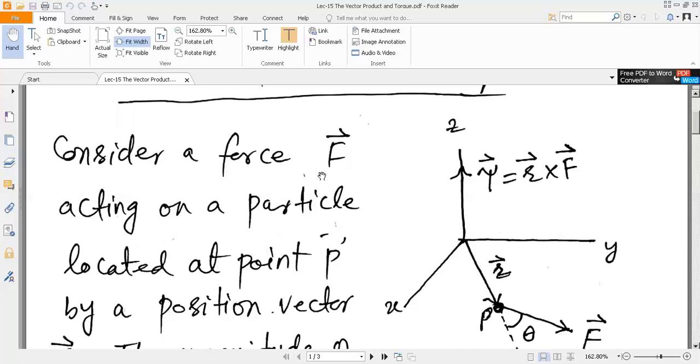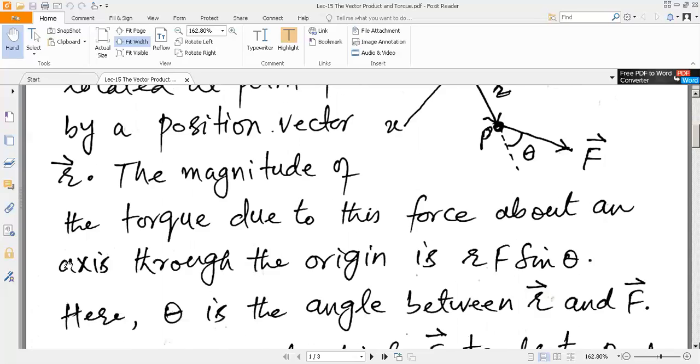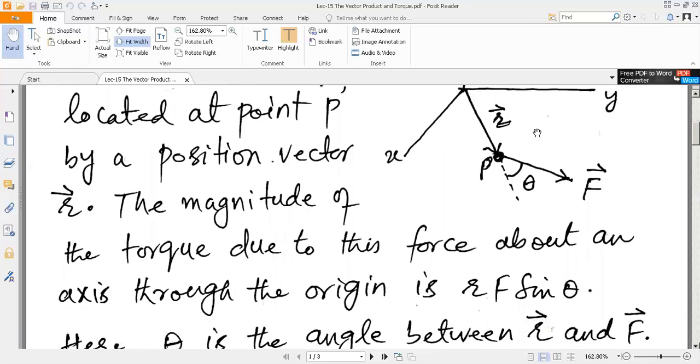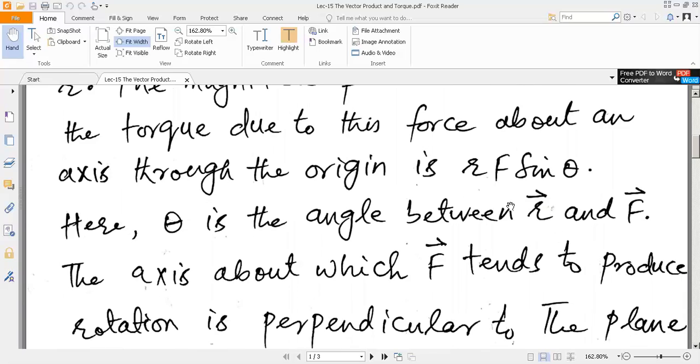So we consider a force F acting on a particle P, which is positioned by this vector R with respect to our origin, and the magnitude of torque, which is the cross product of these two vectors, can be said to be r F sine theta. This is the magnitude of this cross product, where theta is the angle between the two vectors, the r vector and the force vector.